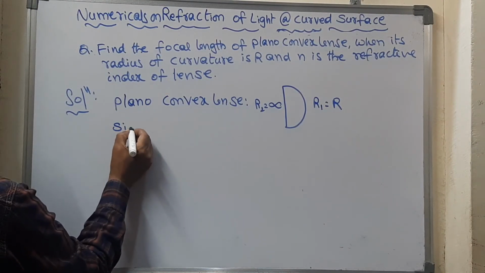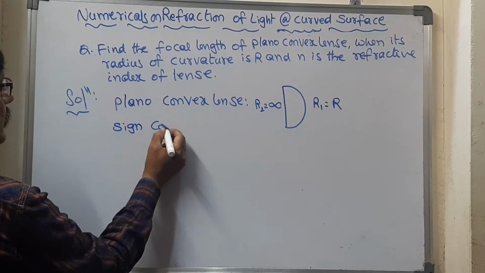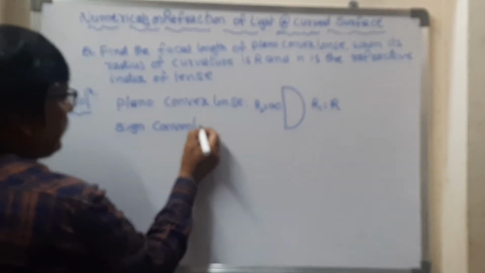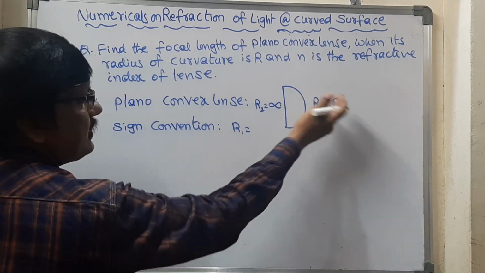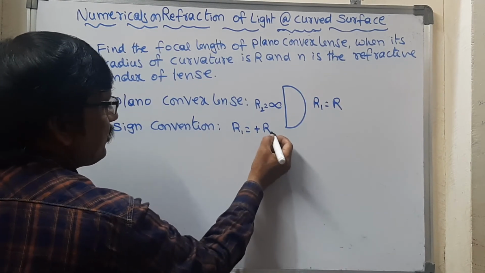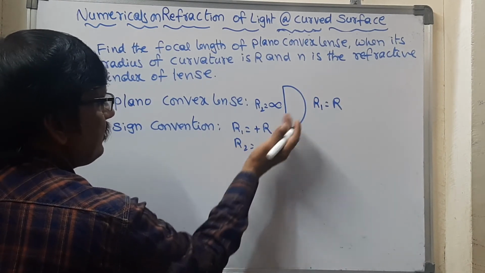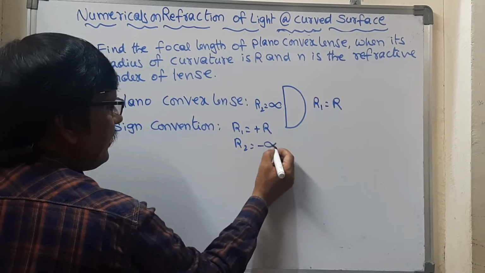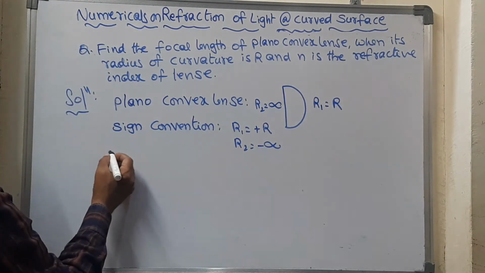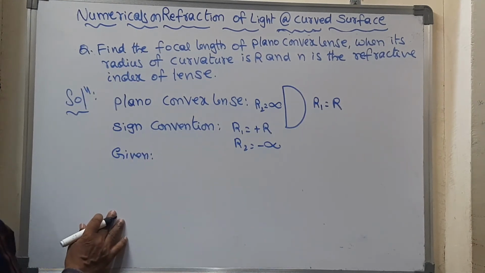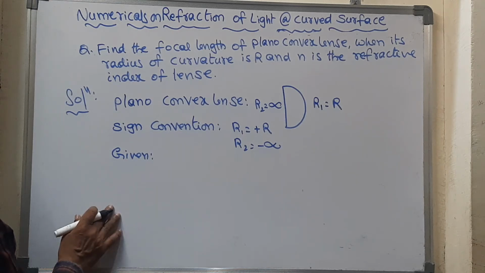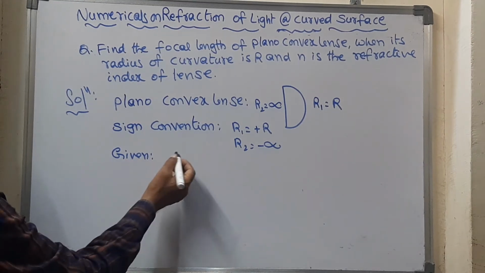Now let us take, as usual, the sign convention. What is the sign convention for this one? R1 is on the right side, so we will take it as positive, and R2 is on the left side, so we can take that as negative, minus. And what is the data given? Nothing is given, and directly it is asked to find the focal length of a plano convex lens.